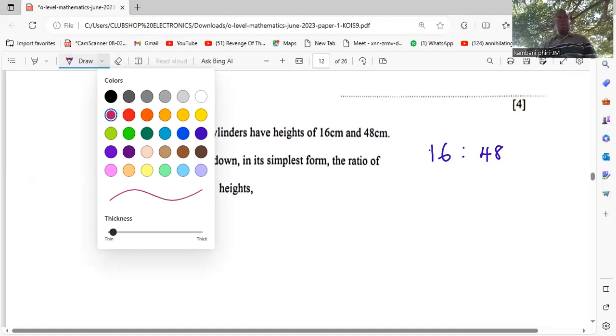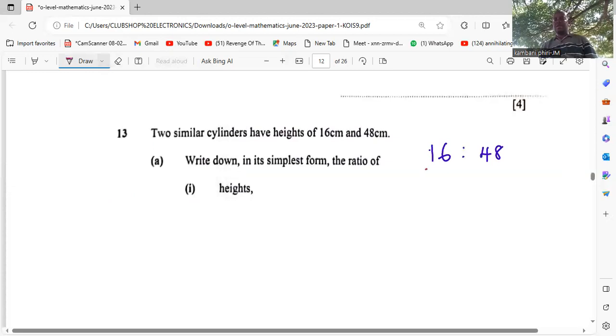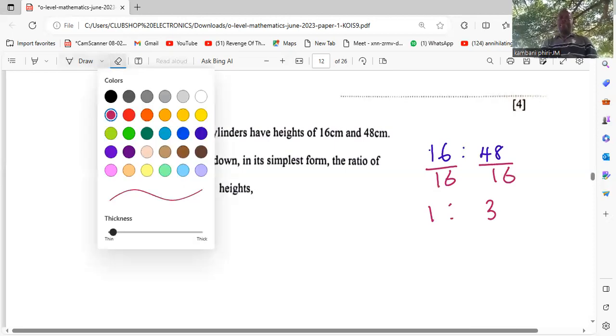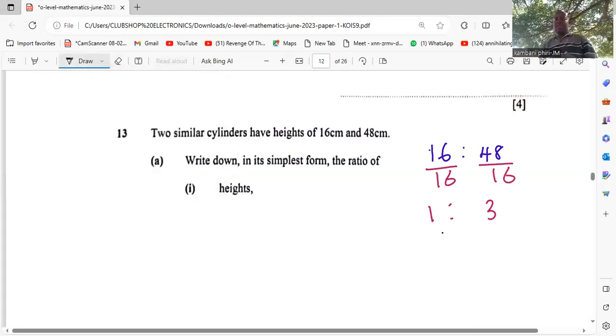So this expression can be reduced. We can divide both sides by 16. Divide here by 16. This implies that you have got 1, 2, 3, because 16 by 3 gives you 48. So I've got 1, 2, 3. This is the ratio that we are dealing with.